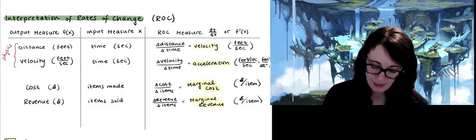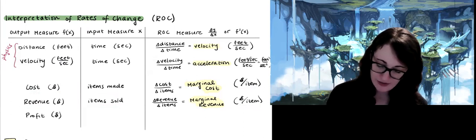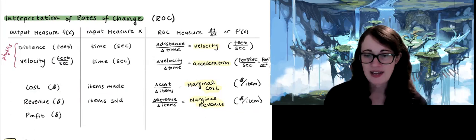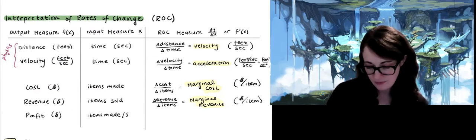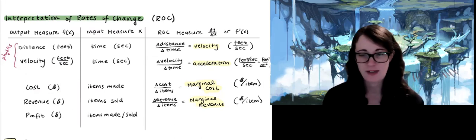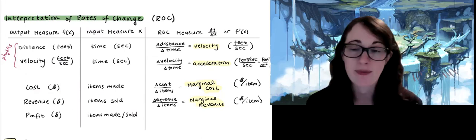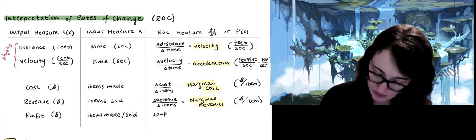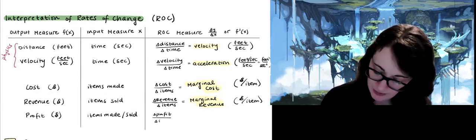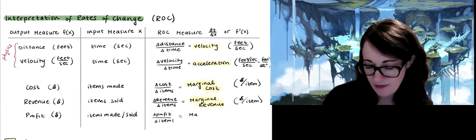Our last economics variable that we've been talking about is profit, again measured in dollars. The input is still x, but to make a profit, you've got to make and sell those items. So the input would, a little more specifically, represent items made and sold. If you want to talk about the rate of change of profit, the change in profit over the change in items, this would be called marginal profit.